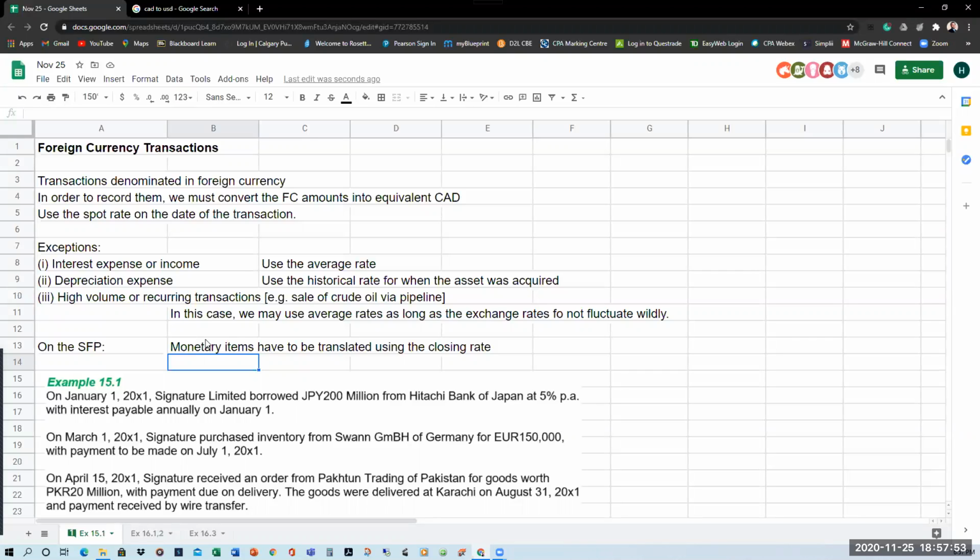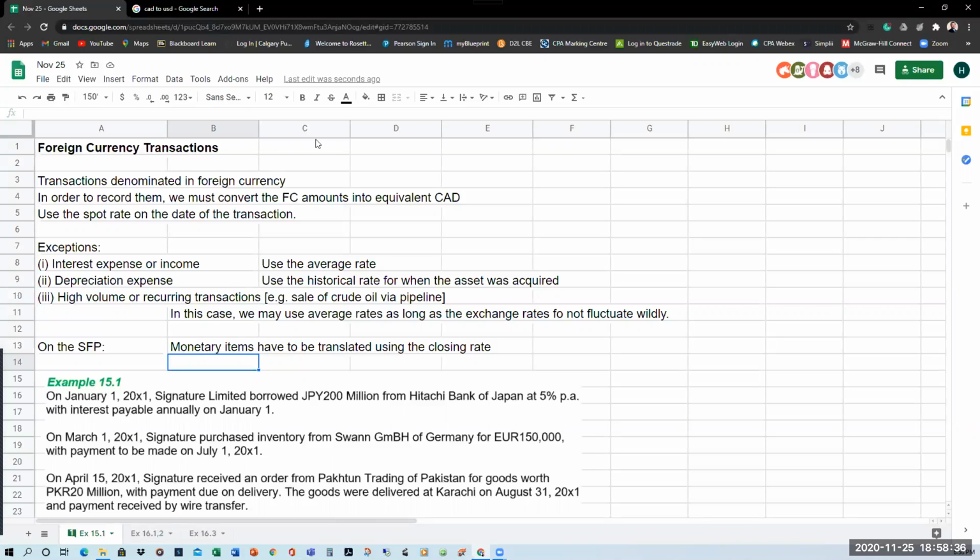So the word monetary involves something that is either cash or can be converted into cash or has to be paid for in cash at a known amount. And the amount does not change a lot. So as far as assets go, you have cash, accounts receivable, notes receivable, those kinds of things. All liabilities that are payable are monetary. So accounts payable, notes payable, bonds payable, any kind of liability is a monetary liability.